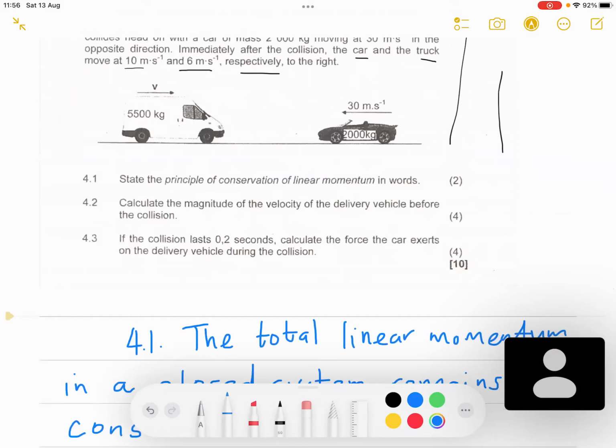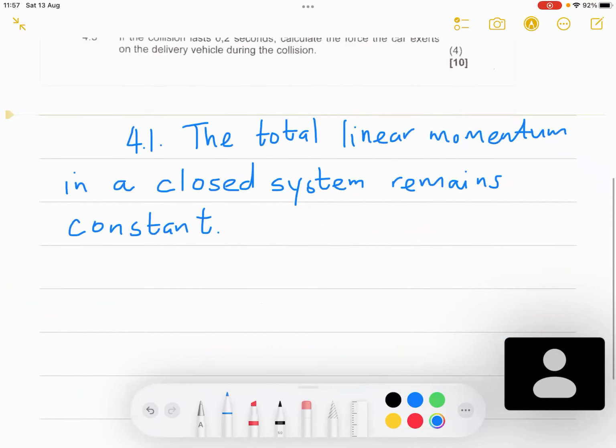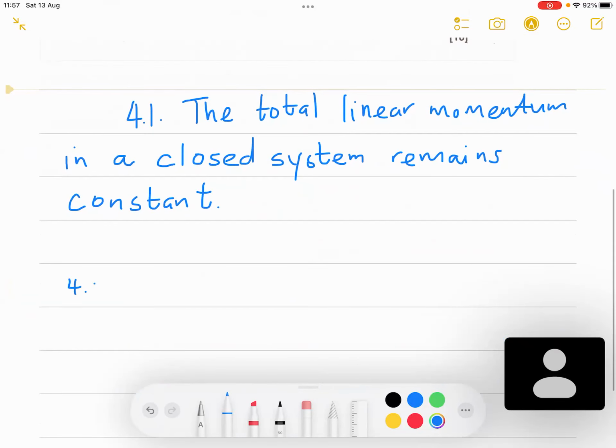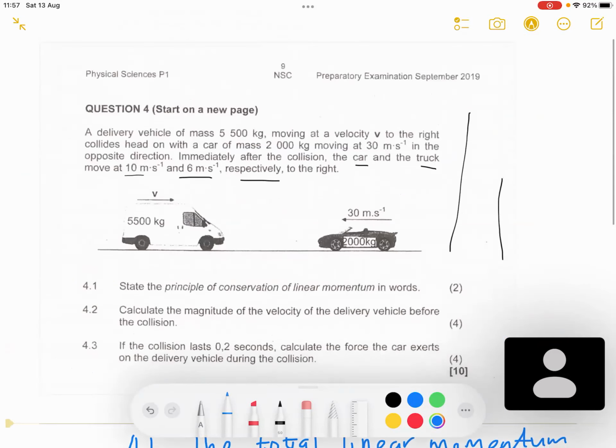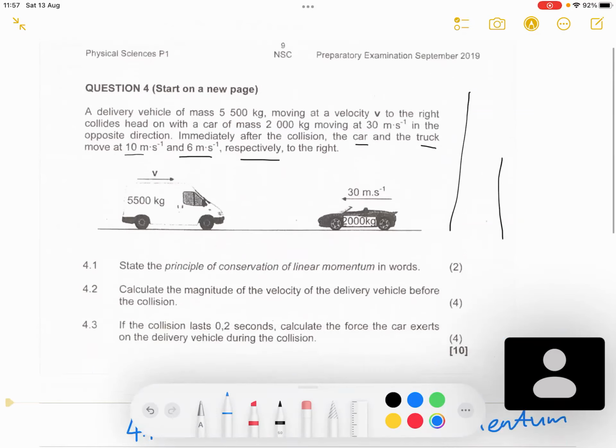Calculate the magnitude of the velocity of the delivery vehicle before the collision. Okay, so we have the two vehicles, we have the two masses, we have the final velocities, and we have one initial velocity. And we have to calculate the other initial velocity. So like we did in the previous example, you first choose which direction is going to be positive. So here they say left or right. So I'm going to say take to the right.